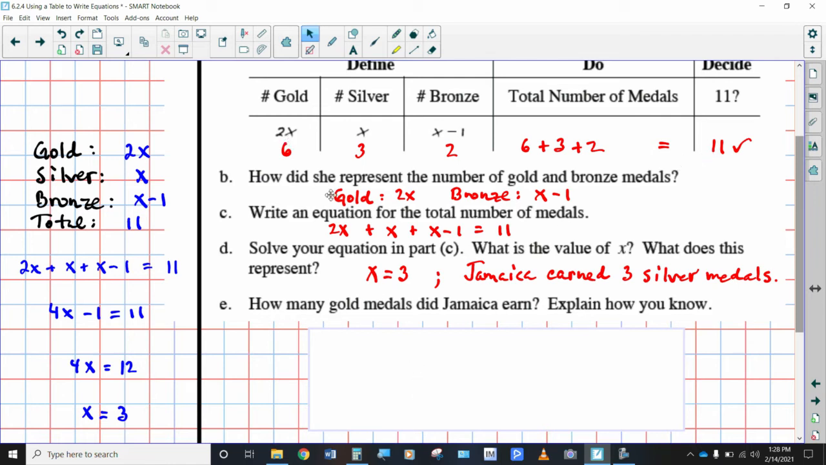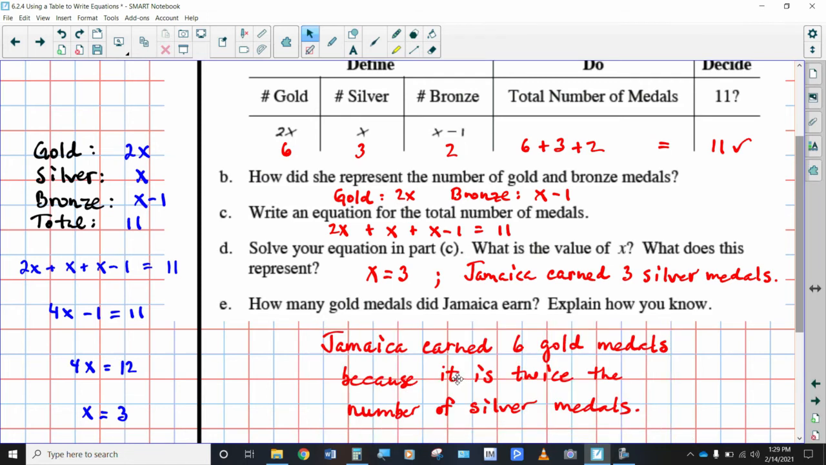How many total gold medals were earned? There would be 6 gold medals. Explain how you know? Well, it's twice the number of silver medals, and we solved the equation and said there were 3 silver medals, so there must be 6 gold medals.